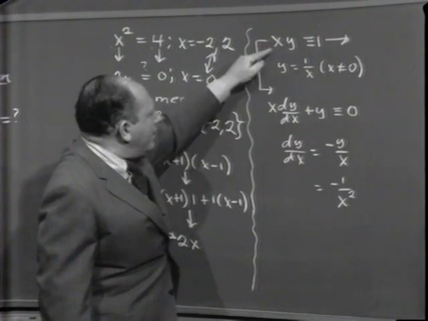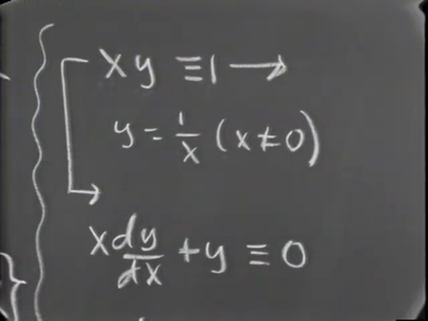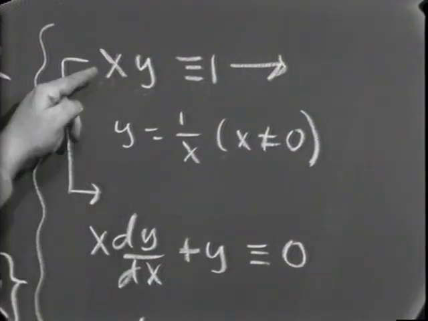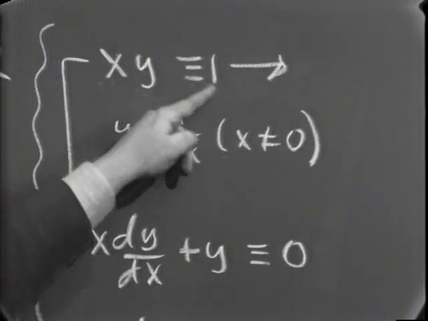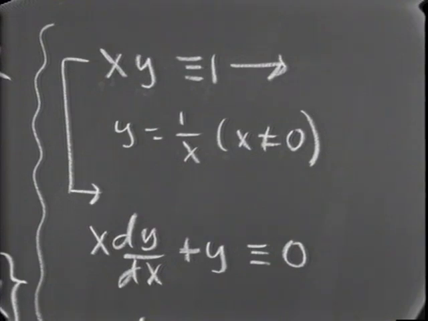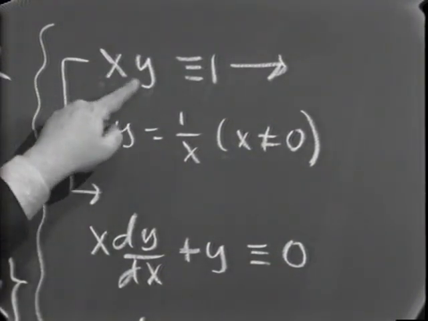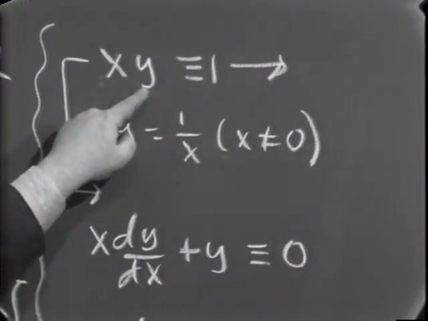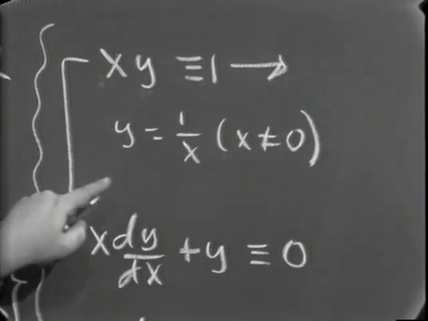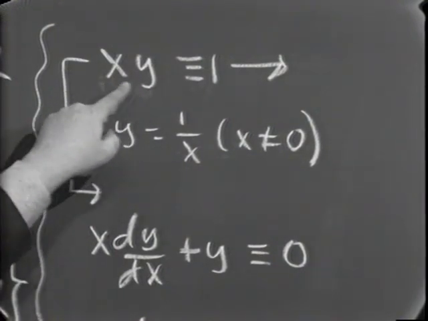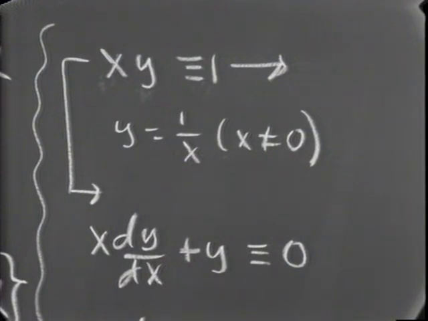We say, okay, since this is an identity, if I differentiate both sides with respect to x, the derivative of the left-hand side should equal the derivative of the right-hand side. Now, how do we differentiate x times y? Observe that we're assuming that y is a function of x. Therefore, x times y is a product of two functions of x. To differentiate a product, we use the product rule.